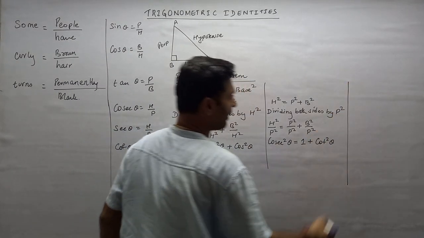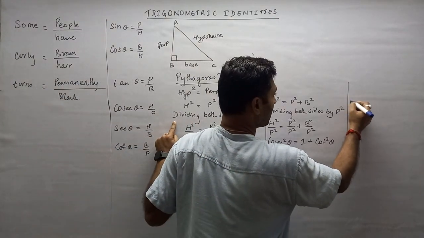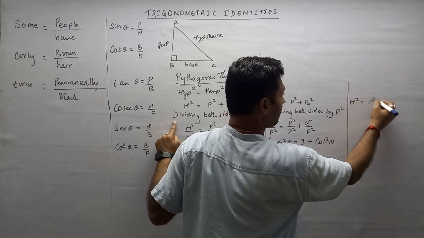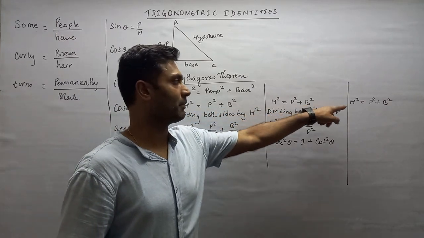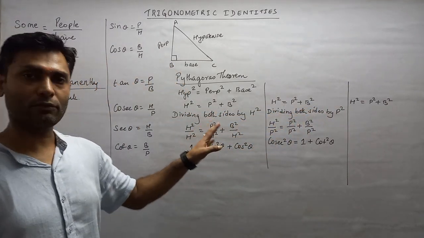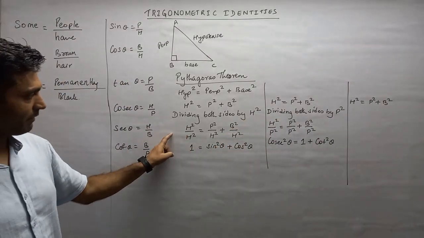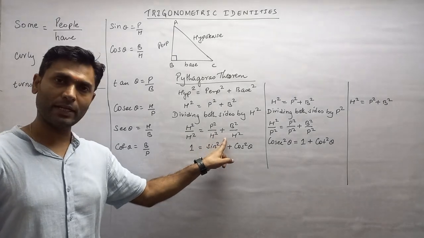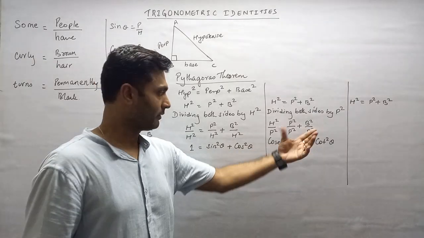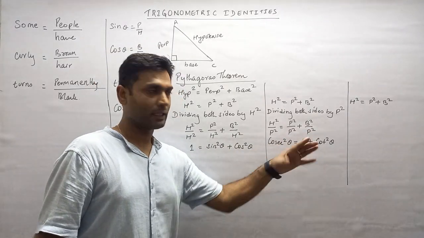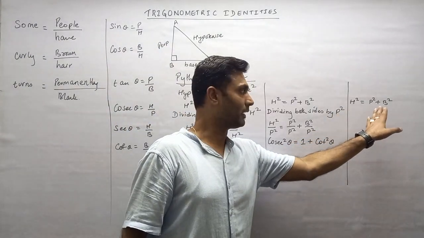So now we'll derive the third identity. Again I'll write here h square is equal to p square plus b square. I am using the same equation, that is hypotenuse square is equal to perpendicular square plus base square. In the first case you have seen both the sides I have divided by h square, I got one identity. Second I have divided it by p square, I got the second identity. Now by this time you must have guessed with what I am going to divide in the third case.